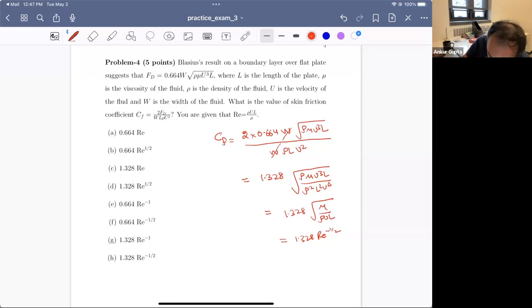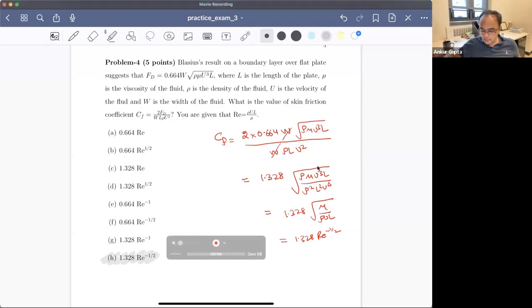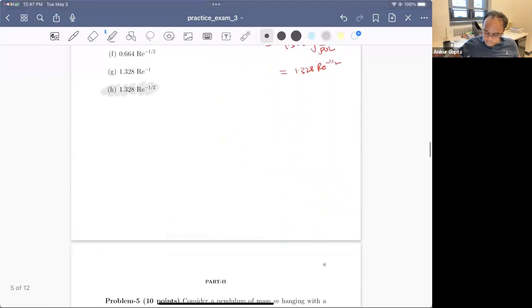So this is just the last option here. This is what you get. It's a pretty easy plug and chug kind of question. This is just a Blasius solution, trying to show some sort of a drag coefficient, like a skin friction coefficient, defining something similarly. This is it for the short problems.